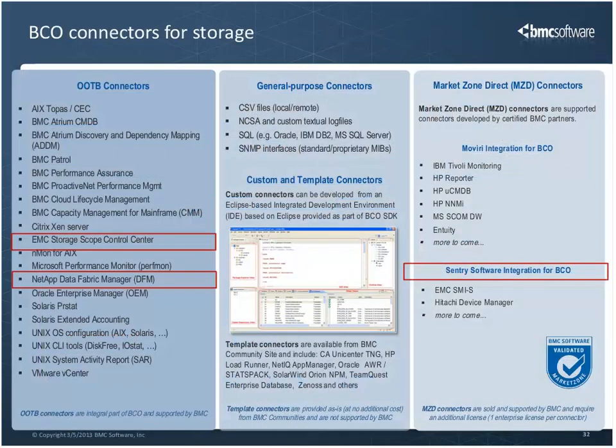So the BCO connectors for storage, in the list of connectors, you see two that are highlighted on the left-hand side, the EMC storage scope control center connector. Control center and storage scope is the component, the software component from EMC that allows you to manage multiple arrays. And the out-of-the-box connector that BCO has is capable of recognizing data from this storage scope database and extracting it. This data deals with Clarion and symmetric arrays.